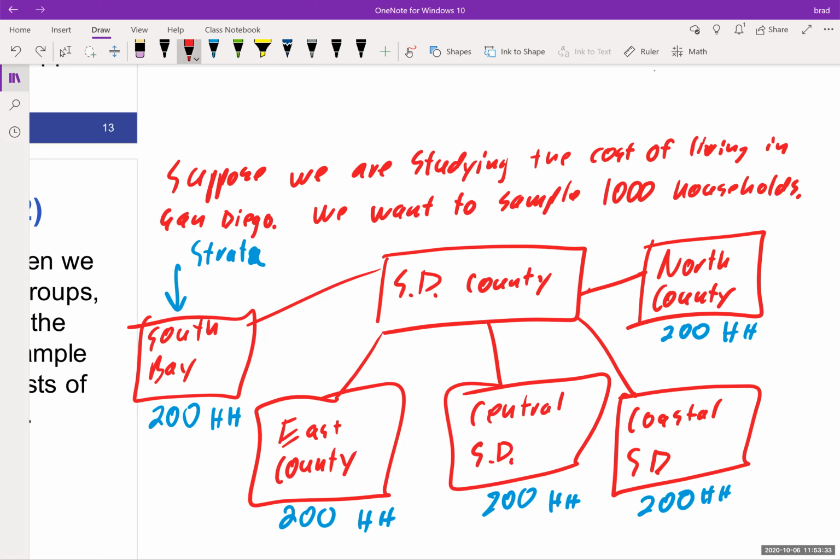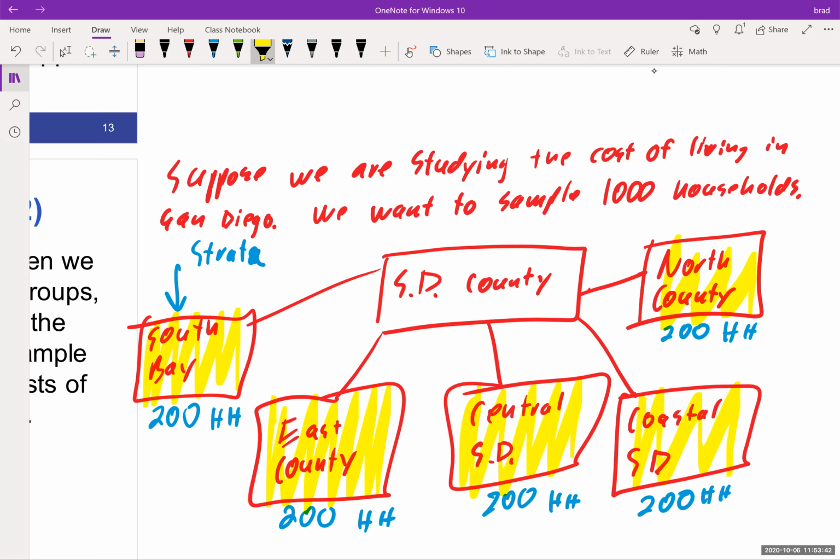And then I'm going to randomly choose 200 from here. I'm going to randomly choose 200 from here. I'm going to randomly choose 200, 200, and 200. So I'm still going to get my 1,000, okay? And now I have a good sample from every single area of San Diego County. And that way, the data I now gather, I feel much more confident that it is a good representation of San Diego County, as opposed to getting unlucky and only gathering it from North County and coastal, or only gathering it from South Bay and East County.